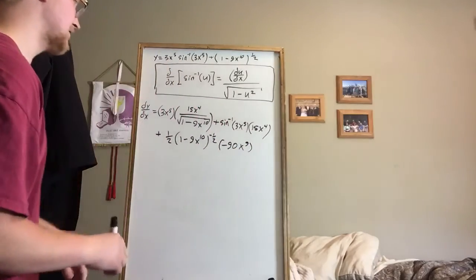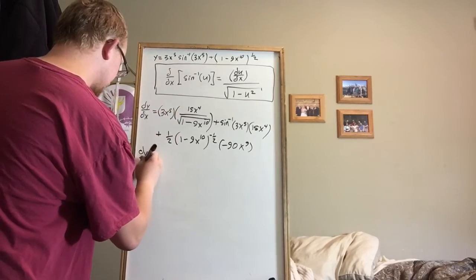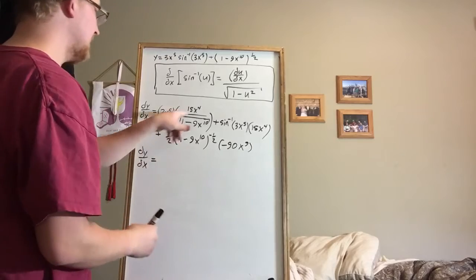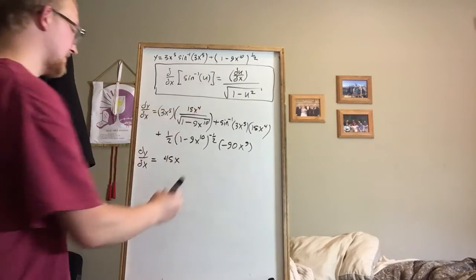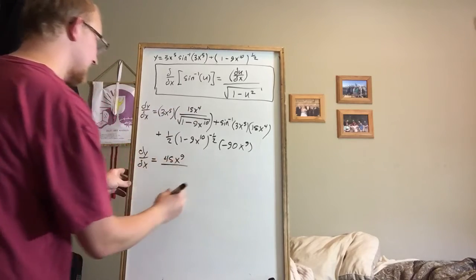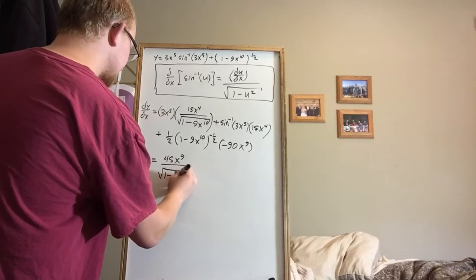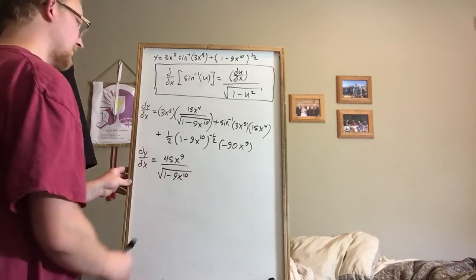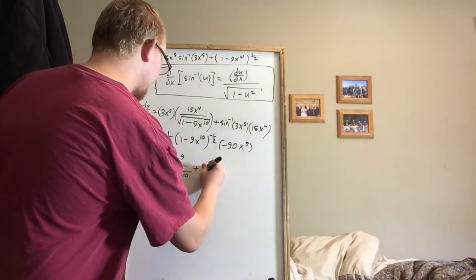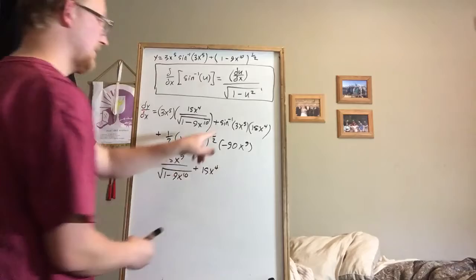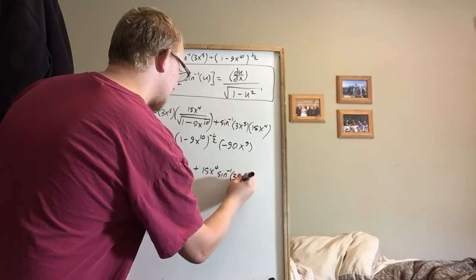And now it's simplification time, so let's multiply this in here. dy dx equals 15 times 3 is 45. x to the fifth times x to the 4 is 45x to the 9, divided by the denominator, which is the square root of 1 minus 9x to the 10. Alright, and then we're adding this 15x to the 4th times the inverse sine of 3x to the 5th.